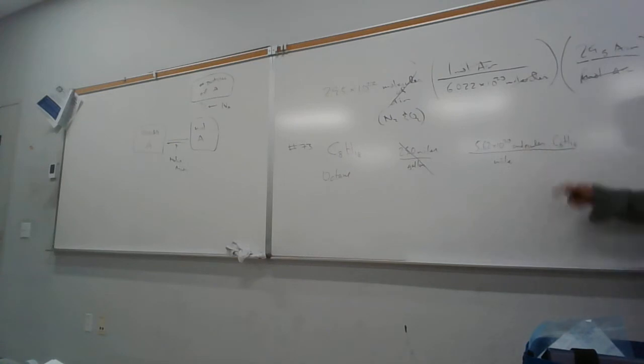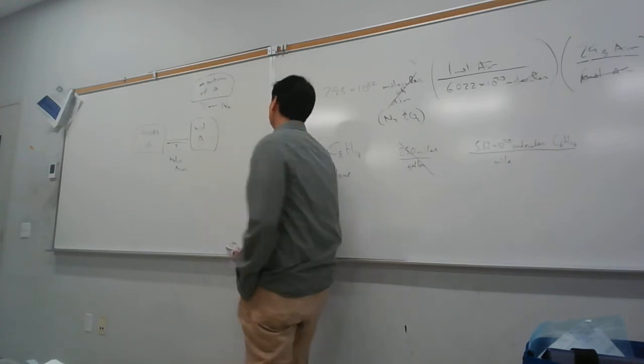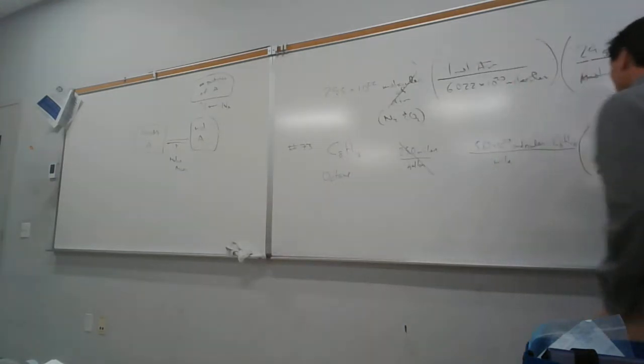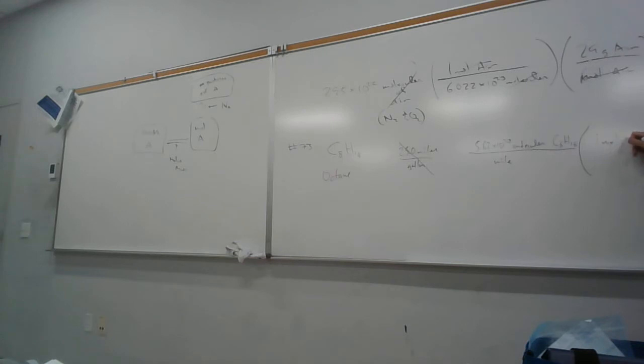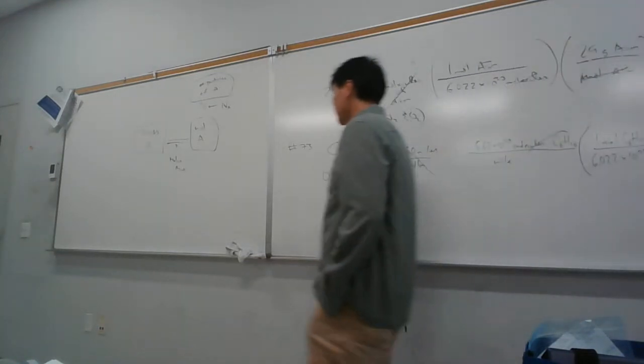And so here we're going to go from number of molecules to moles using Avogadro's number. So 1 mole of octane, C8H18, contains how many molecules? Well, it contains 6.022 times 10 to the 23rd C8H18 molecules. So we have moles of molecules per mile. And then from moles, we'll just go to mass. So we'll need the molar mass of octane.